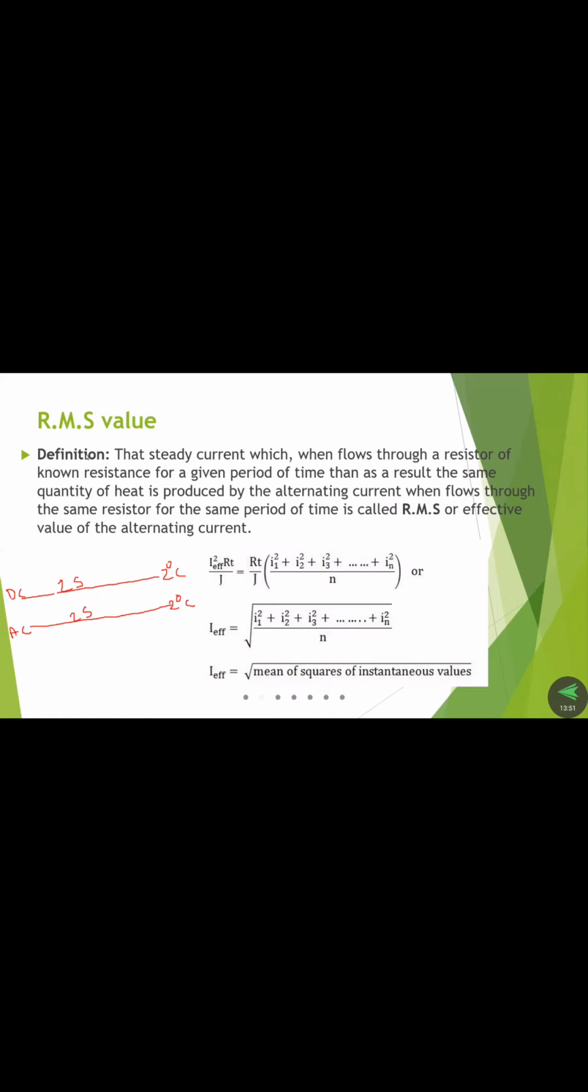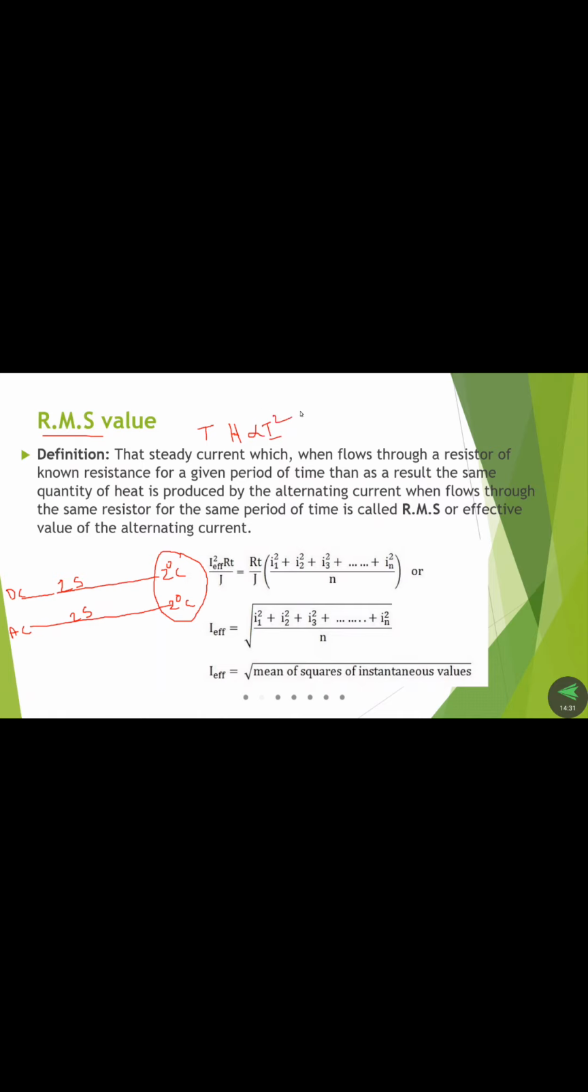So the RMS value depends upon the heat only. Whatever heat is produced is directly proportional to the square of the current. This concept comes in the third chapter. Whenever a current passes through a conductor and produces heat, the heat produced is directly proportional to the square of the current, according to Joule's law. The heat is generally denoted by capital H. Heat is always directly proportional to the square of the current.